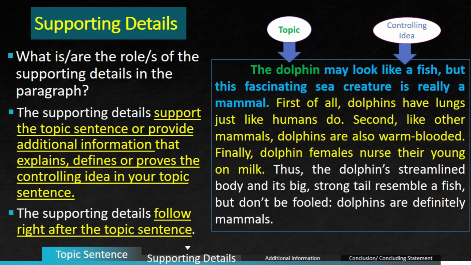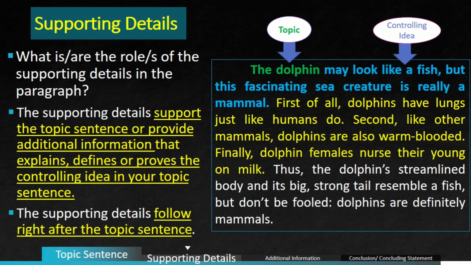Because if you notice in our first supporting detail, it tells us that dolphins have lungs just like humans do. And remember that humans are also mammals, and we talk about mammals in our topic sentence. So the first supporting detail is really a supporting detail that supports our topic sentence.